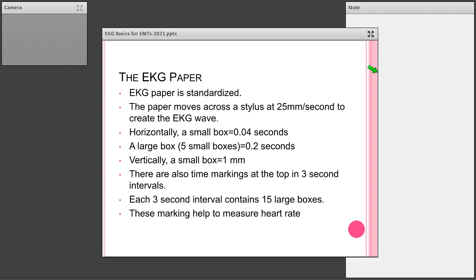There are some markings at the top in 3-second intervals. So we count a heart rate in one way by counting how many beats are in 6 seconds. And that's why we use those 3-second markings.